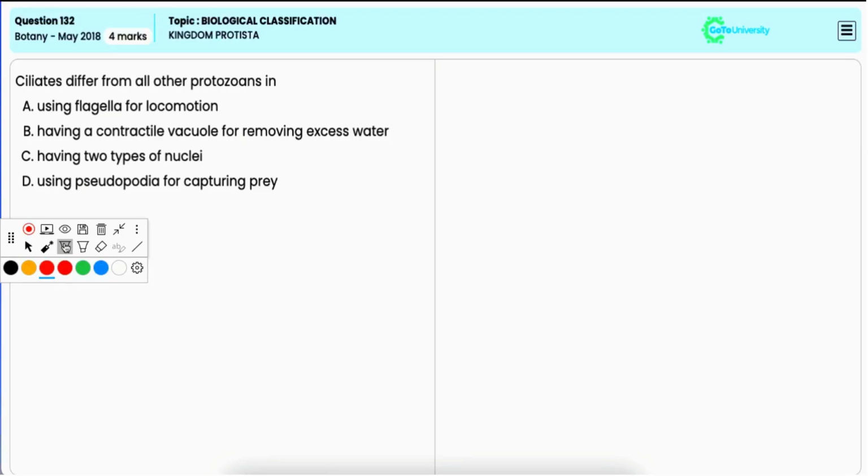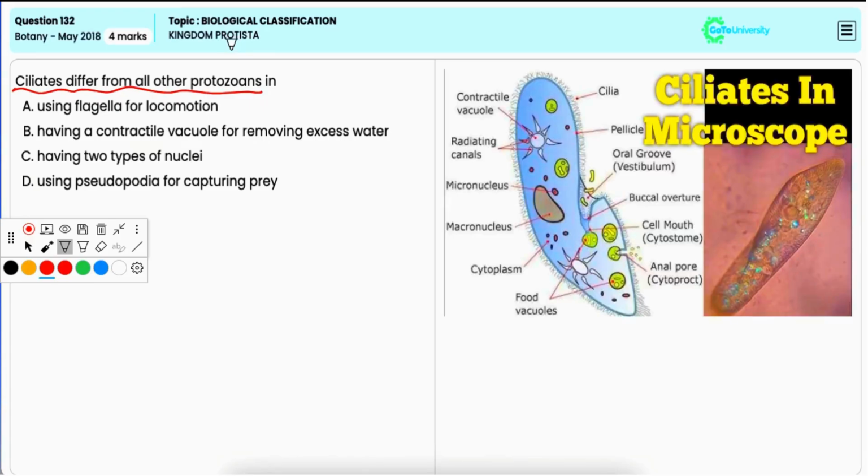In this question, you have to identify the defining characteristic of ciliates, that is, the way they differ from all other protozoans. Option A, using flagella for locomotion. It is incorrect because ciliates do not use flagella for locomotion. Instead, they use cilia, which are small hair-like structures covering their body.